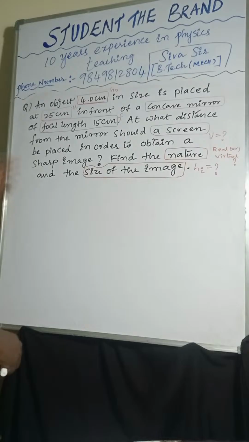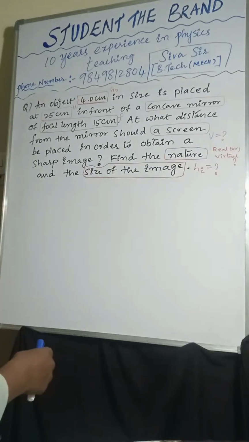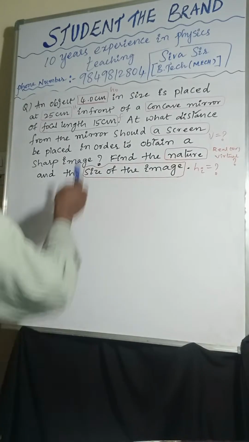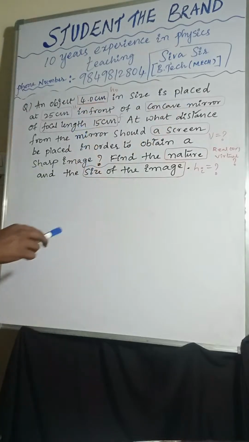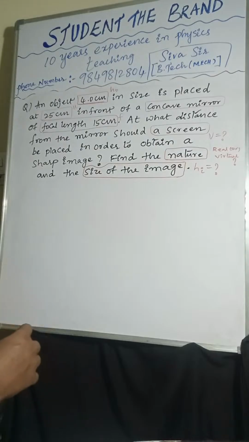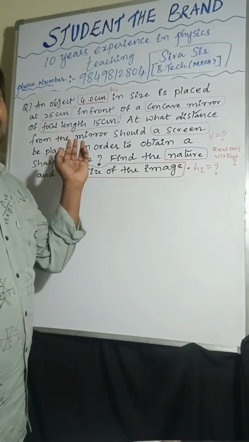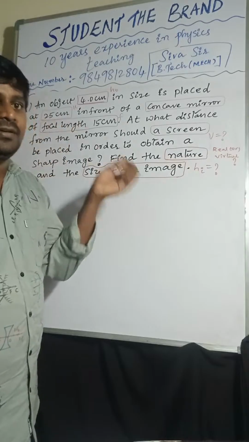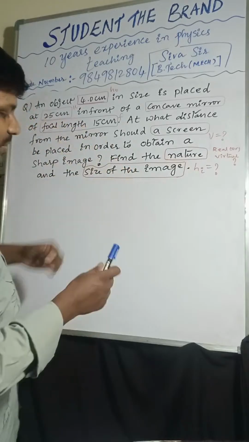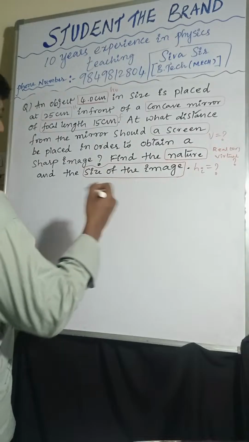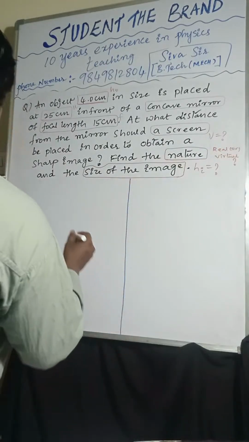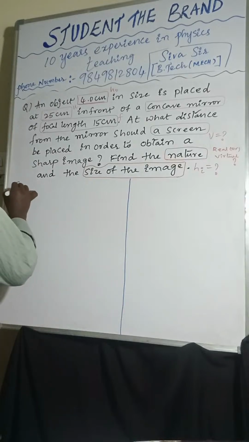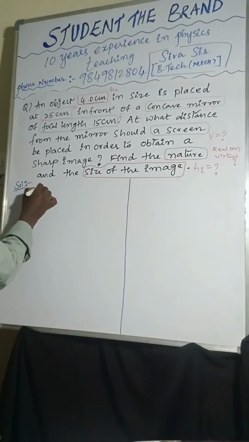Height of the object is given, how much? 4 centimeter. Placed at a distance of how much? 25 centimeter is given. Now you can write the given data. First of all, write the given data. So we can write given data, solution, given data. I'm writing given data.